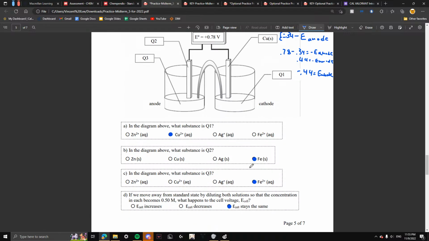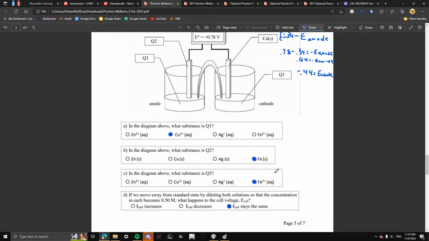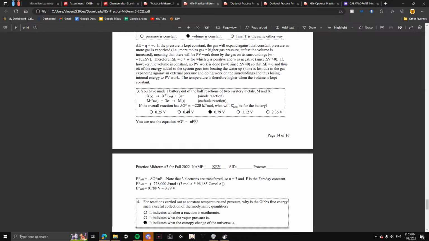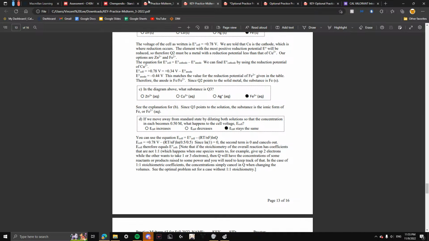So thing here. And then we say, oh, if you dilute both solutions so that the concentration in each becomes... Wait, is that even the right answer? I feel like that's not the right answer. Am I trolling? Oh, it is the right answer. Okay.